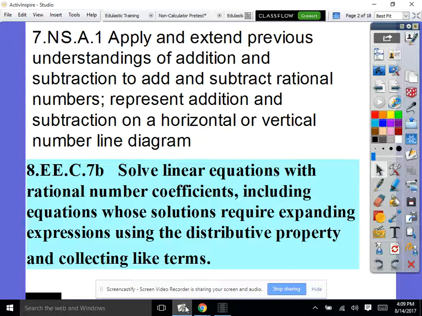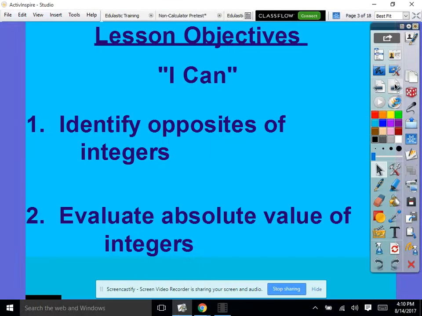And remember, these are always on the wall next to the Promethean board each day that you can refer to. Your lesson objectives: to be able to identify opposites of integers and to evaluate absolute value of integers. So you may need to stop the recording now and write those down.